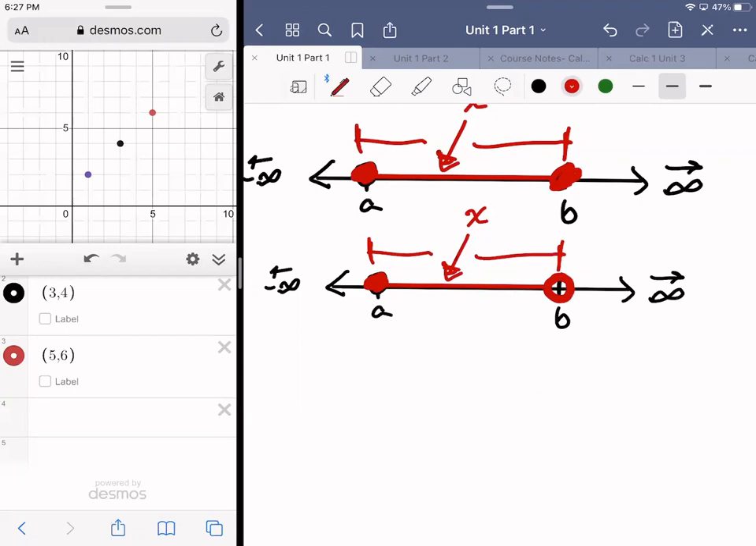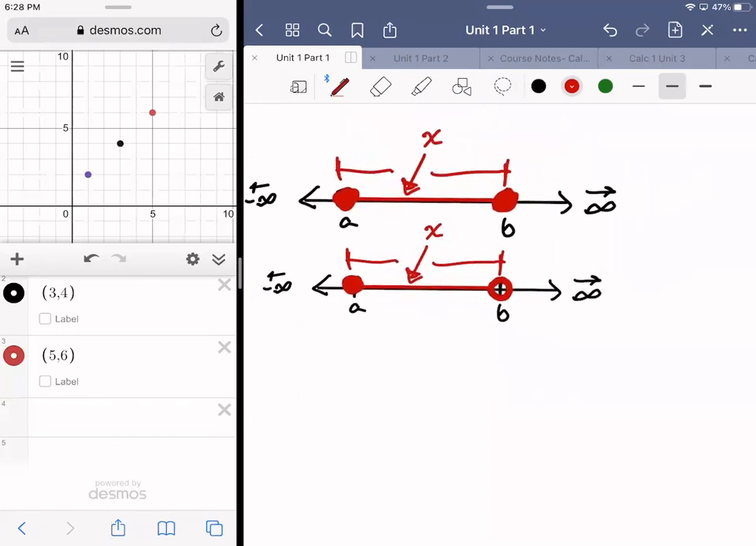Right? So the only difference between the two ideas is that in the case where I had brackets, I would use closed circles for my endpoints. For parentheses, I use an open circle for my endpoint. In this case, just a single point. All right. So I'll make a little note there.